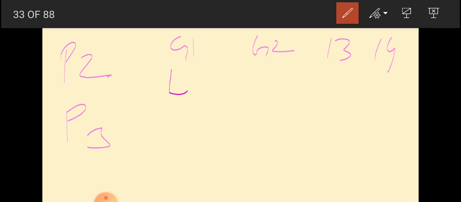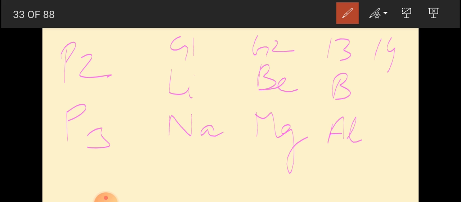In Group 1, lithium and sodium; Group 2, beryllium and magnesium; Group 13, boron and aluminium; Group 14, carbon and silicon. We can find a diagonal relationship between lithium and magnesium, beryllium and aluminium, and boron and silicon, the similarity in the properties of the elements.